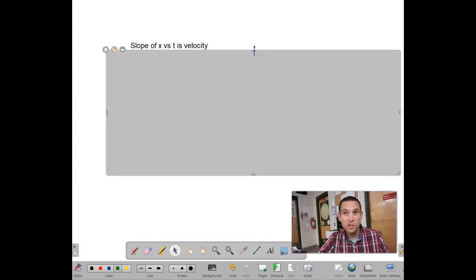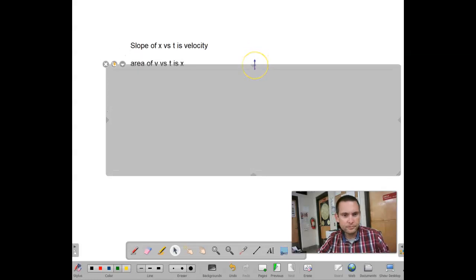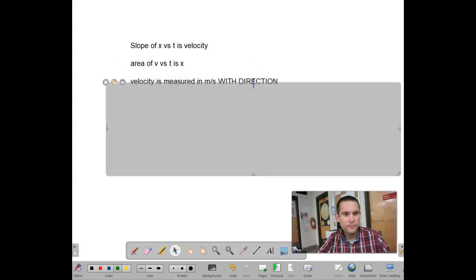If velocity is not changing, then you have a straight line for a position versus time graph, going away from 0, going towards 0. If your velocity is constant, then on a velocity versus time graph, you have just a flat line. Area of a velocity versus time graph is position. This is also known as the integral when you get to your calculus. So to find your position given velocity versus time graph, find the area under the curve.